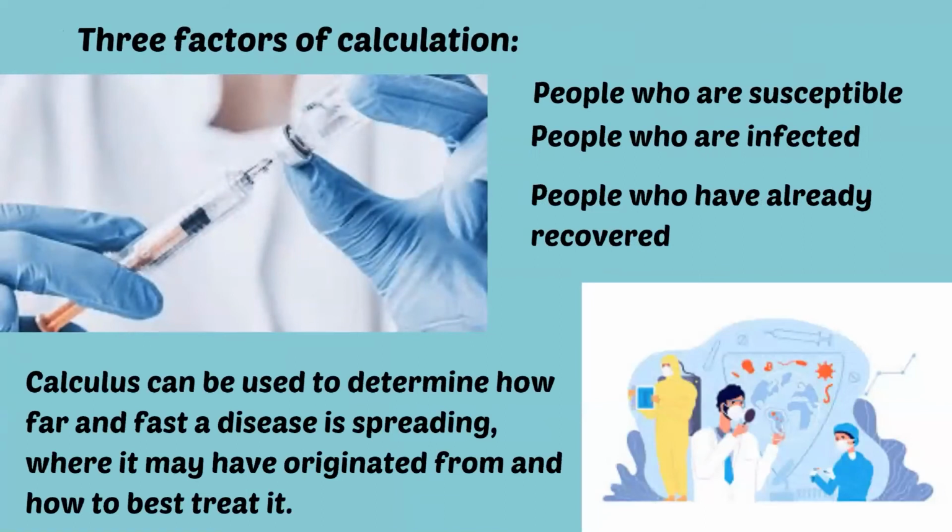So here, so many factors are considered. The first one is how many people are susceptible to the disease, how many are infected, how many have already recovered from the disease. We have some factors with us, and calculus is helping us to predict how fast and how much the disease will be spreading, how we can control the disease, how we can treat them, from where this has originated. Every detail we can predict using the concept of calculus.